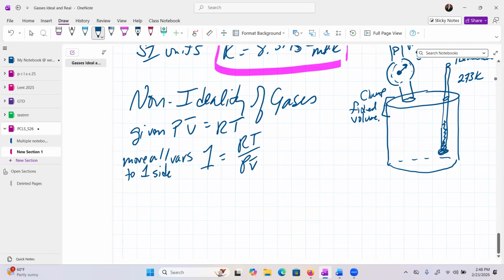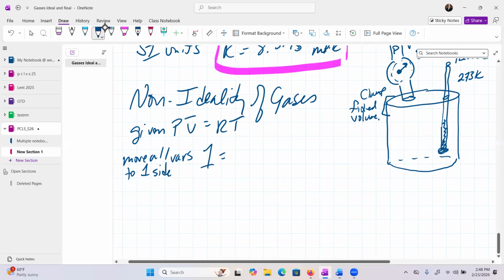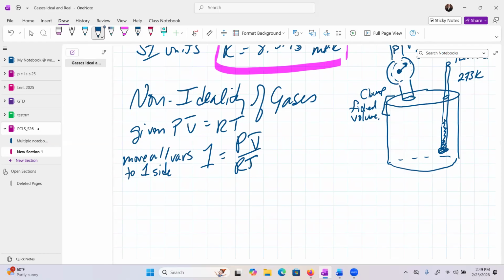Now it says it's the other way here. PV equals RT. Sorry, I'm going to switch it. I'm going to do it the other way. Do you agree that I could also divide PV over RT the other way, right? I could move it on either side and then flip it. So I'm going to do that. PV over RT. By measuring the deviation from 1 for a real gas, then I could check the non-ideality.